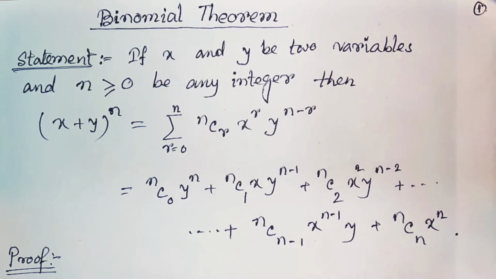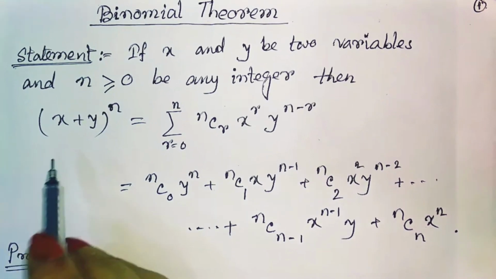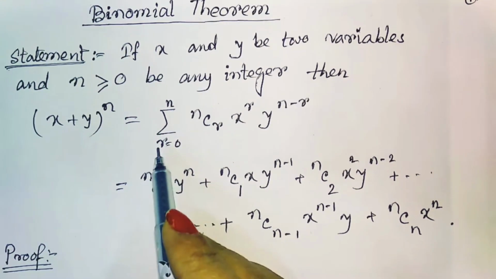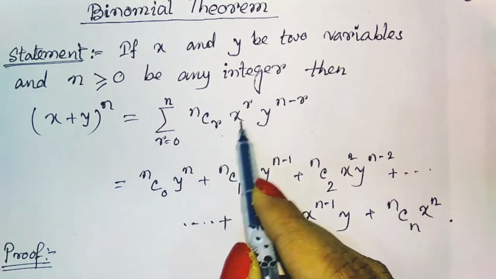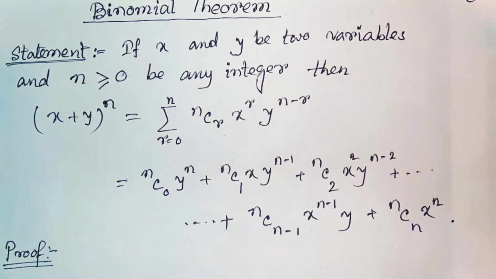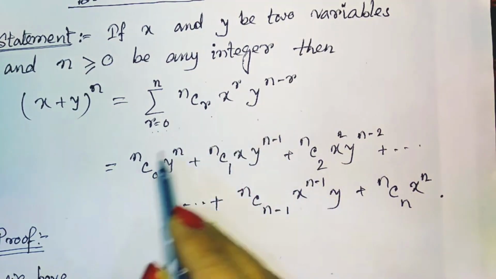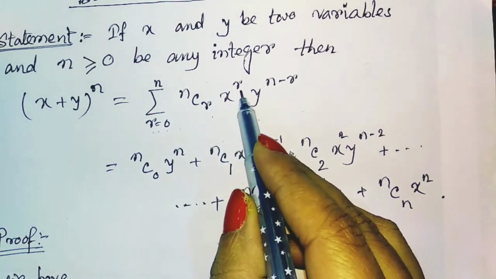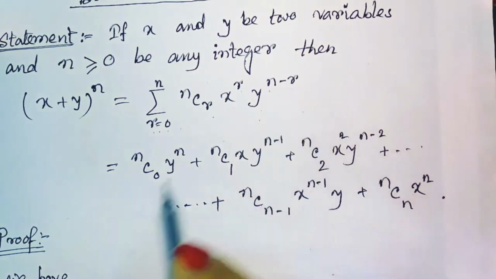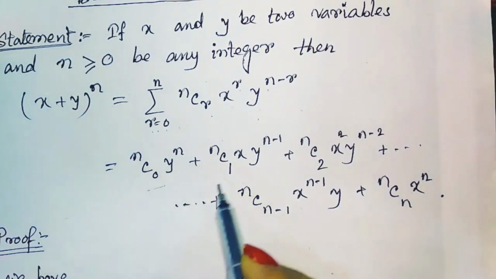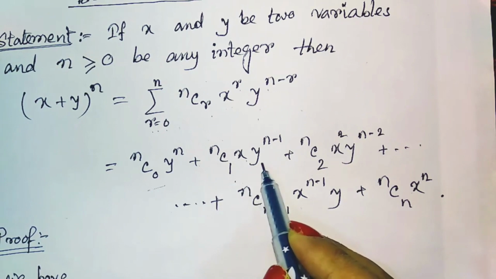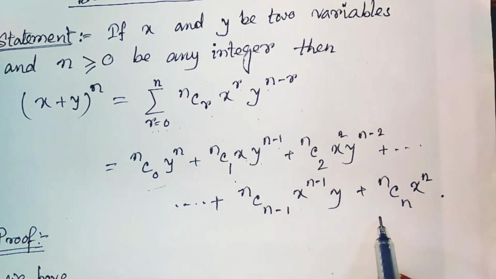Now it is time for the binomial theorem. So the statement of the theorem is, if x and y are two variables and n greater than or equal to 0 is any integer, then x plus y to the power n is equal to the summation of nCr x to the power r y to the power n minus r. And if we expand it, where r is 0 to n, when r is equal to 0 we will find nC0 x to the power 0, meaning 1, then y to the power n. So it is the first term. When r is equal to 1, we will get nC1 x y to the power n minus 1. And likewise we will find the remaining terms.